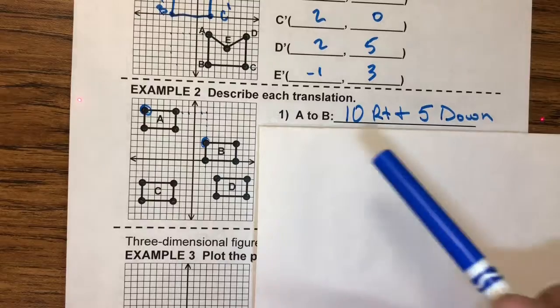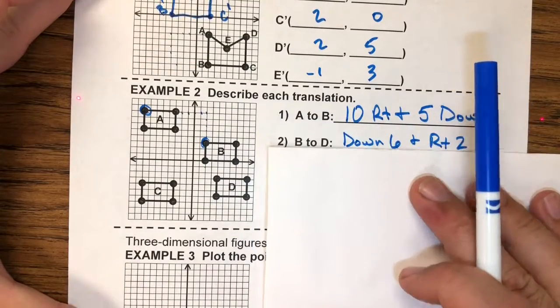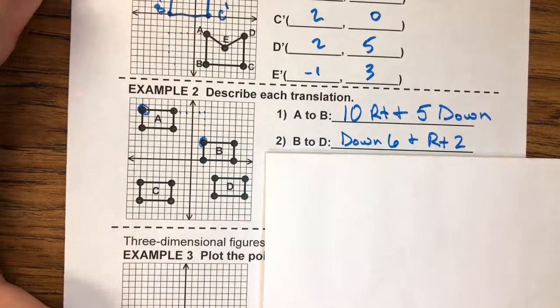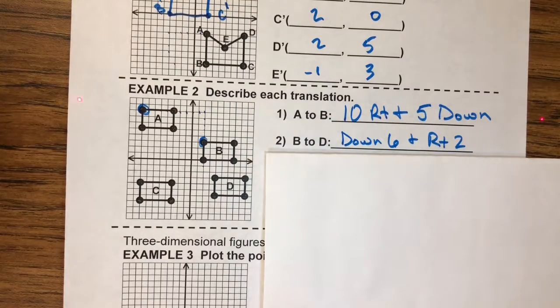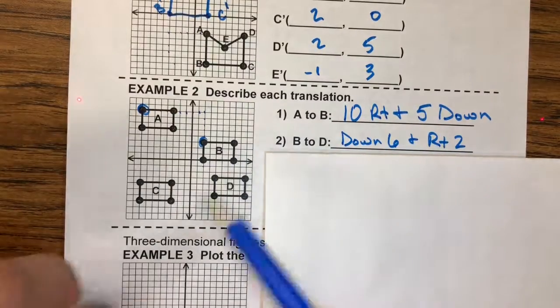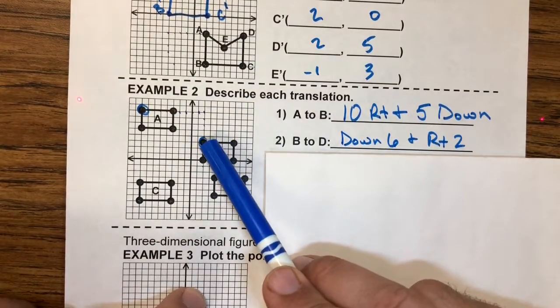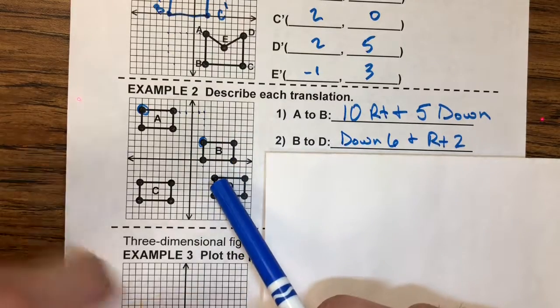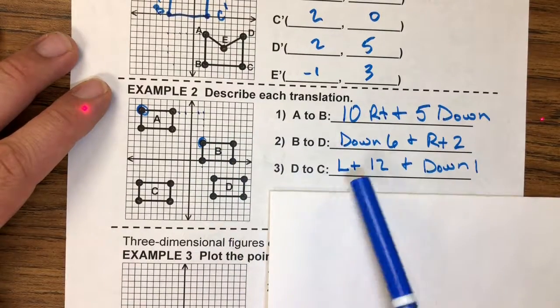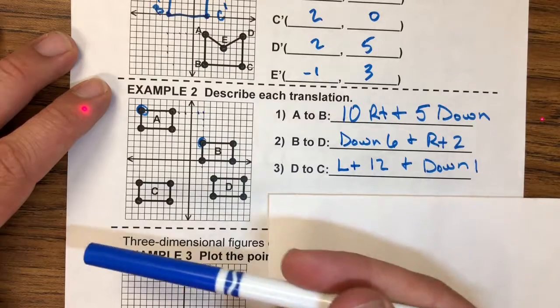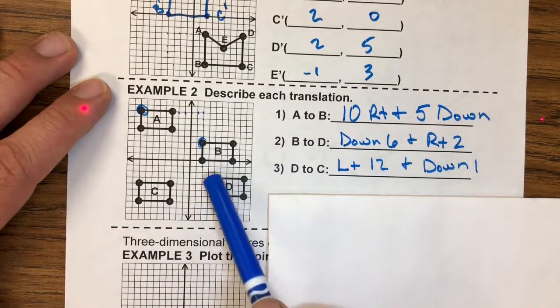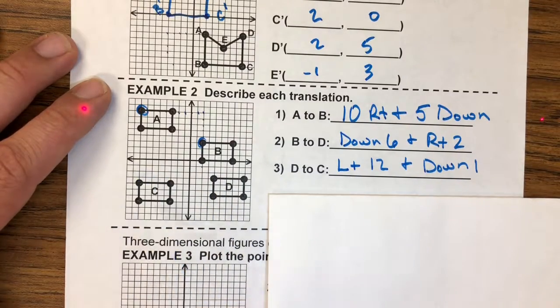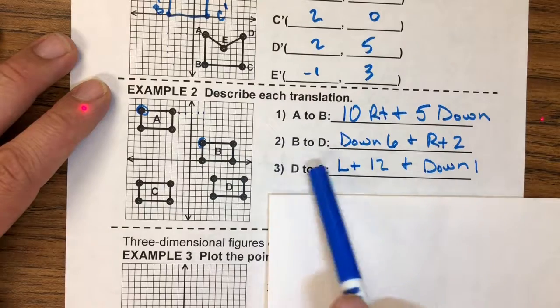Okay, hopefully by now you've already done it. We're going to look at those coordinates. So number 2, you should have down 6 and to the right 2. Most common mistake, once again, is if you don't go from the corresponding corners of each shape. 3, left 12. It's a long way to go to the left. And then down 1. So we go left 12, down 1 to get to that new spot from D to C.